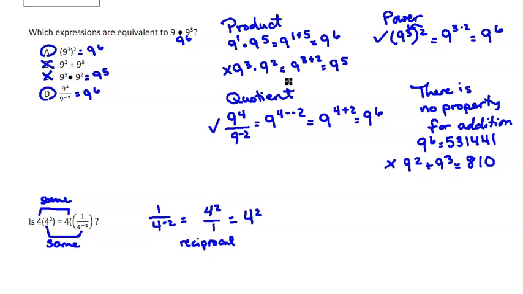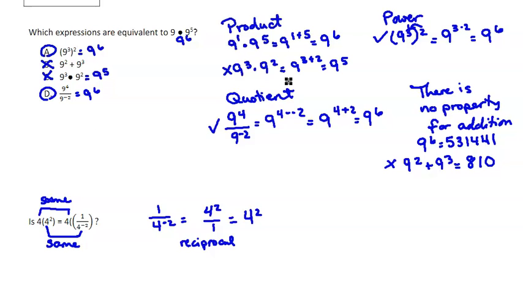We do not have a property for adding two things with the same base. So I did prove, though, that it is not equivalent because 9 to the 6th, which is 9 times itself 6 times, is equal to this fairly large number of 531,441. If I actually work out what 9 squared plus what 9 to the 3rd is, it actually gives me 810, nowhere close to the 531,441 that 9 to the 6th actually is equal to.